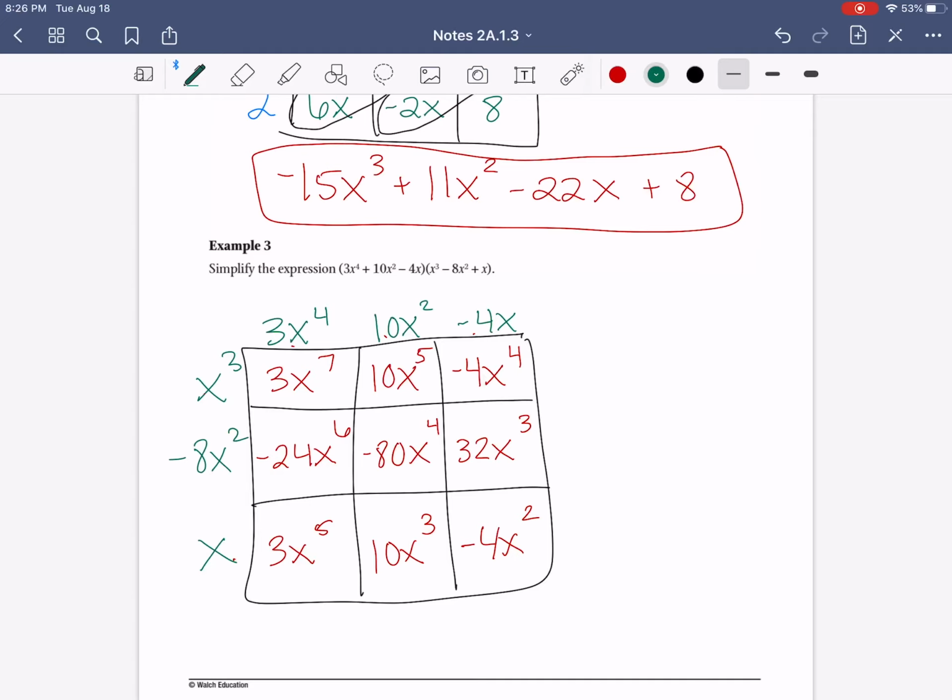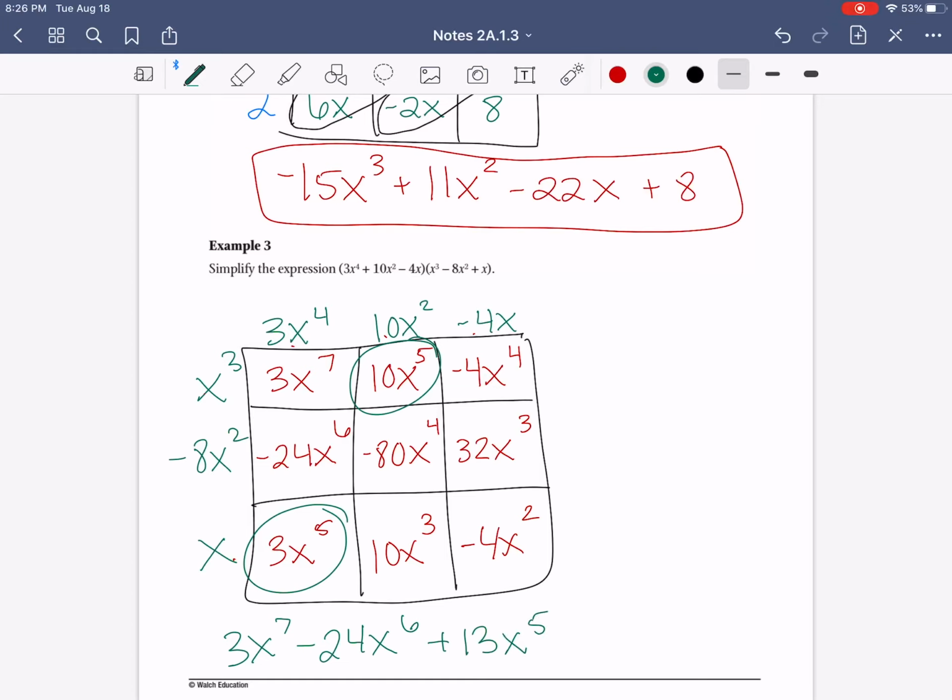So my highest exponent is a 3x to the seventh. There's nothing to combine with that one. Then I have negative 24x to the sixth. There's no other x to the sixth, so I just go ahead and write that one next to it. I do have 2x to the fifth, though. I have them right here. 3x to the fifth and 10x to the fifth gives me a positive 13x to the fifth.